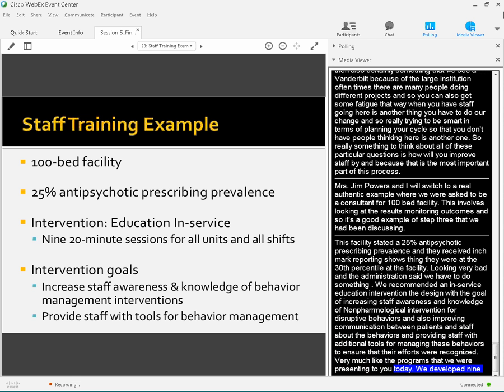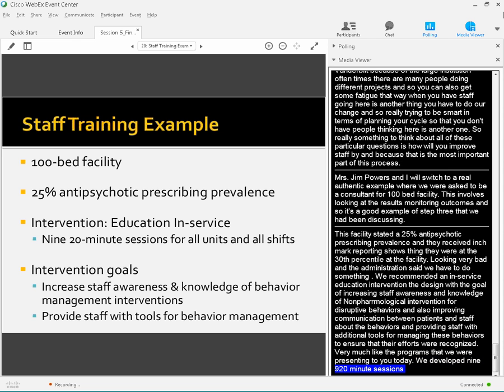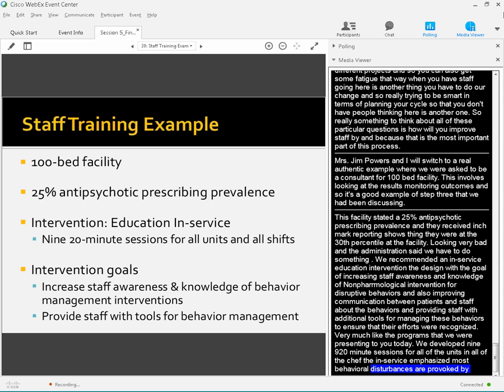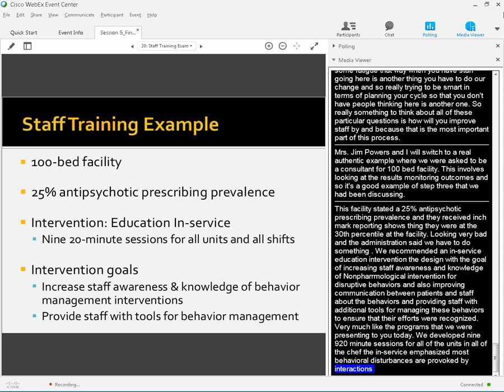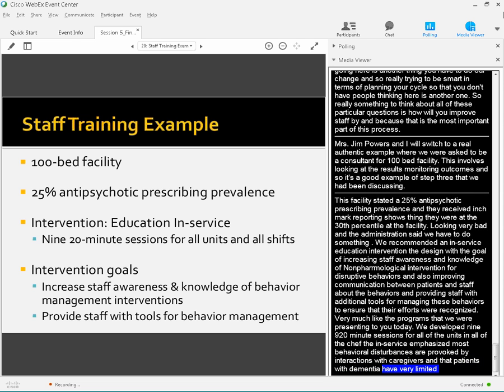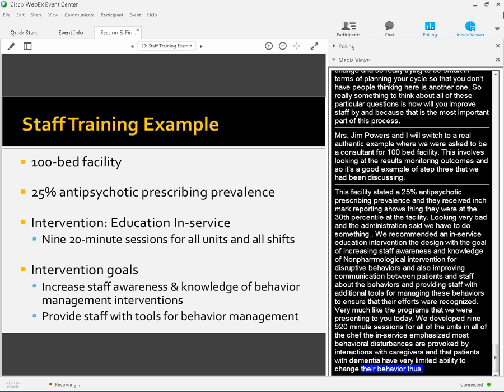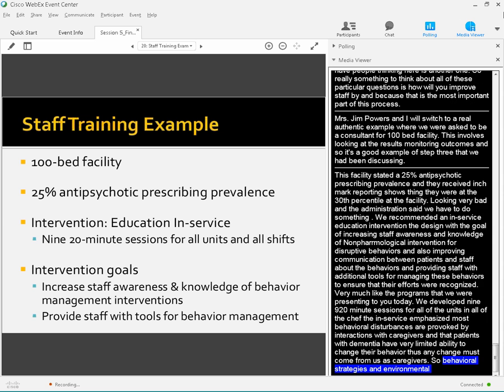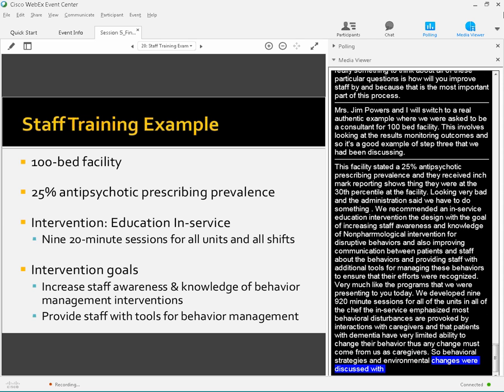And the in-services emphasized that most behavioral disturbances are provoked by interactions with caregivers, and that patients with dementia have a very limited ability to change their behaviors. Thus, any change must come from us as caregivers. So behavioral strategies and environmental changes were discussed, with the participants encouraged to bring up actual cases from their experiences, their challenges, but also their successes.